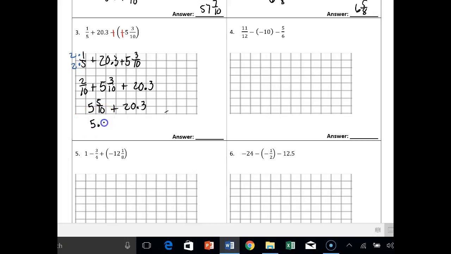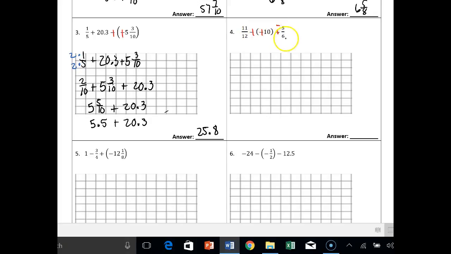I'm more comfortable with saying, hey, I always know that that's going to be a half, and then just adding the decimals like this and saying, okay, so that's 25.8, right? Again, you could have changed this to 20 and 3/10, and you would have gotten, again, 25 and 8/10, which is the same thing as 25.8.